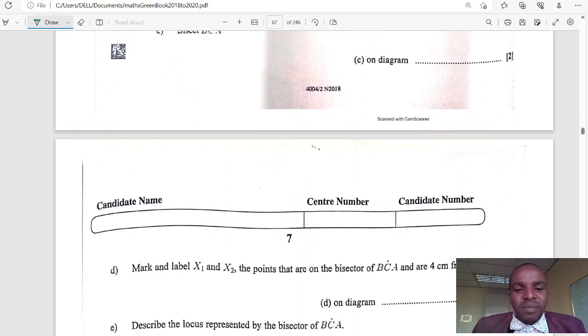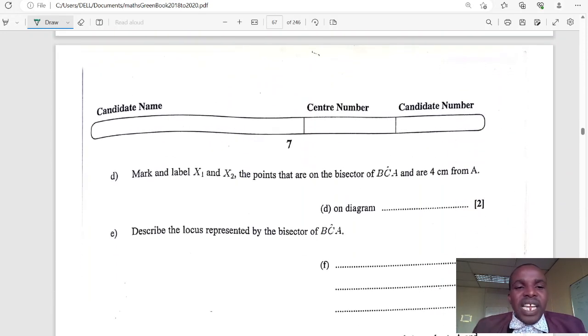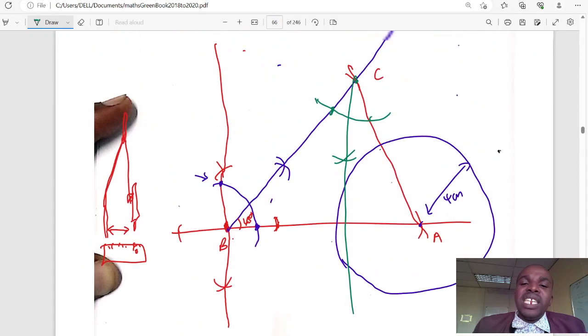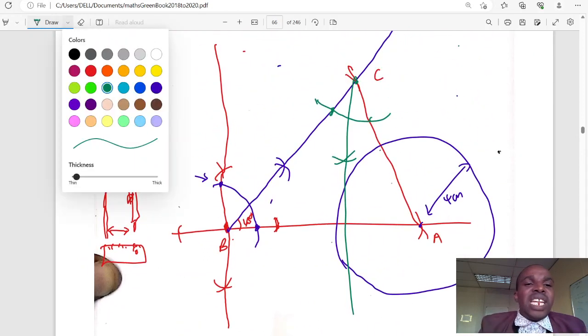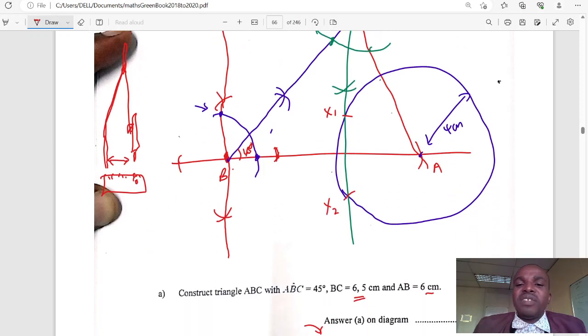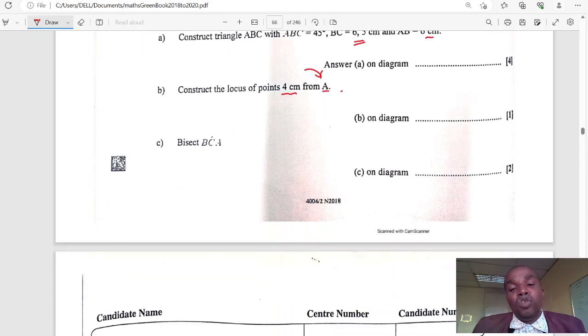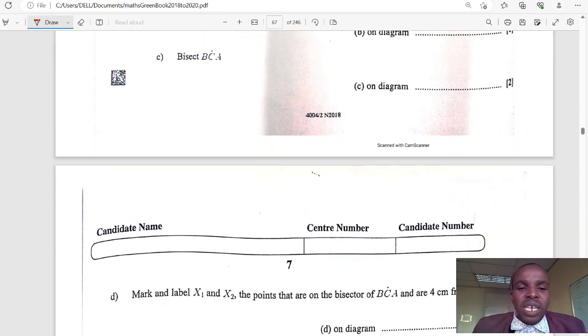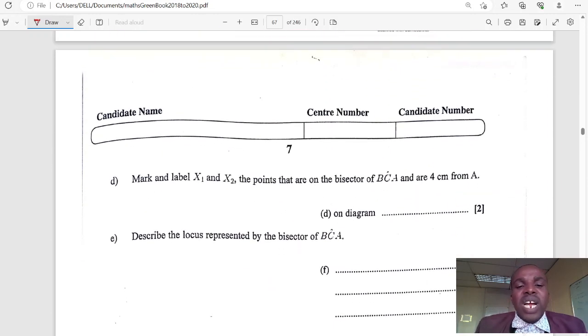Then next, they said, mark and label X1 and X2, the points that are on the bisector of BCA and 4 centimeters from A. It means where this line meets the circle. Where the line meets the circle, that's where you have X1 and X2. Right? So this one is a rough sketch, but this is what you have to do actually. You get your correct item.